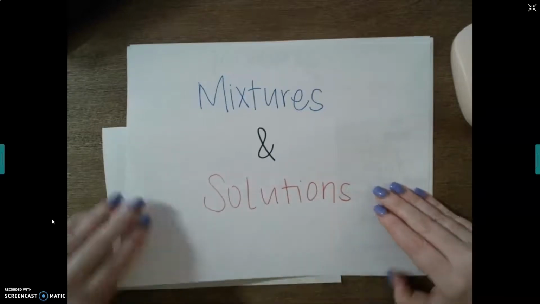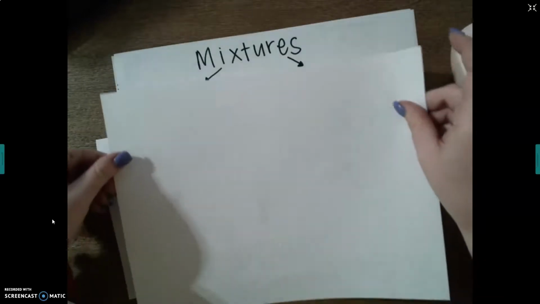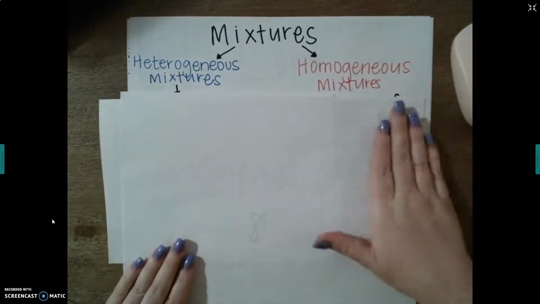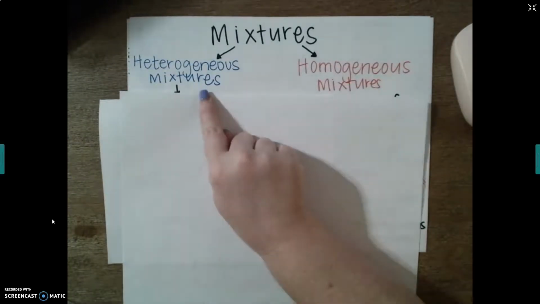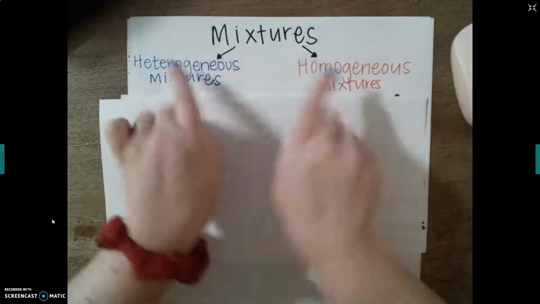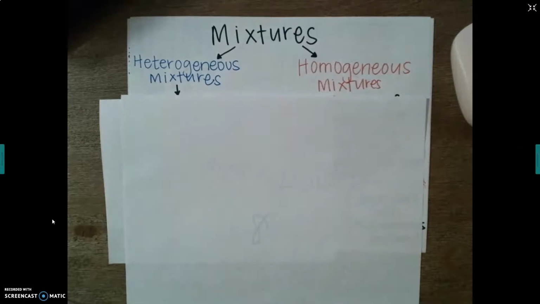So we're going to start with mixtures. On your paper, you're going to write down mixtures, but then you're going to write down the names of the two types of mixtures that we're going to discuss. Heterogeneous mixtures and homogeneous mixtures. Draw two little arrows to separate two big columns, and we'll start with heterogeneous. Feel free to pause the video at any point if you need to, if I'm moving too quickly.